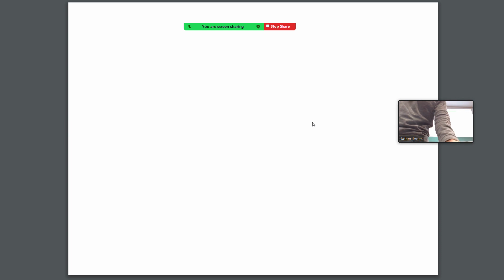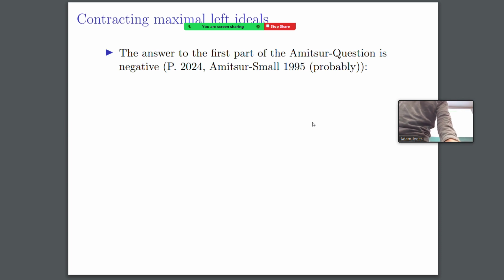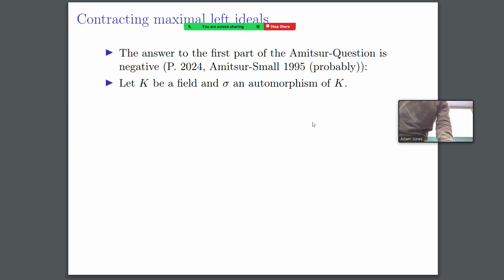To make a long story short, I can give a counterexample to this question. So the answer to this Amitsu question is negative. I put my name on it, but reluctantly, because I suspect that more likely Amitsu and Small had already done this in 1995. And I will tell you the counterexample. It's very simple to define.